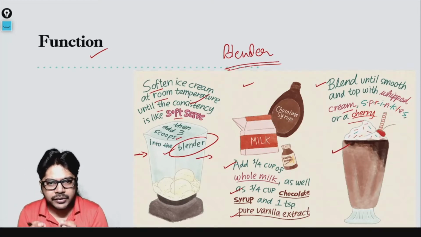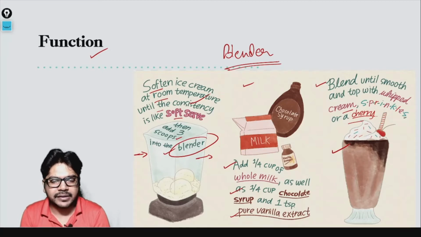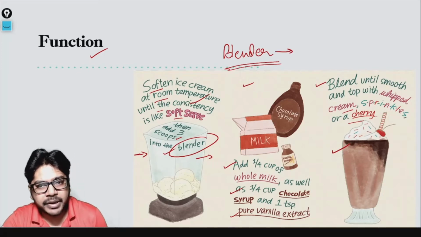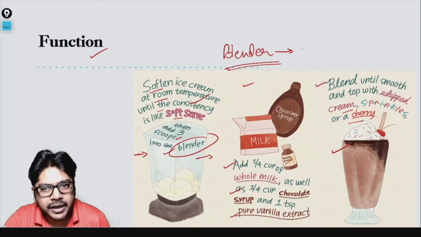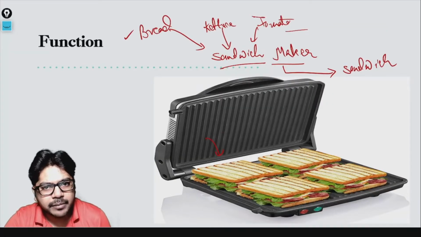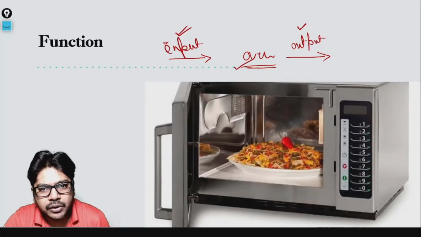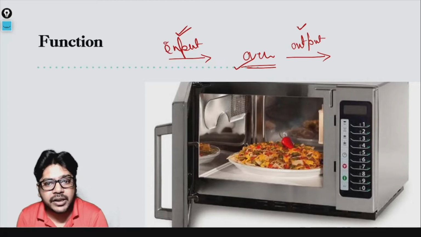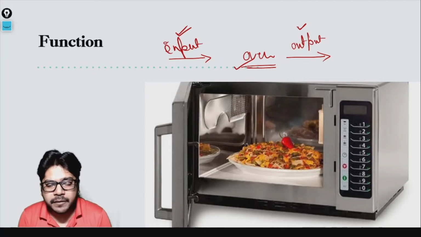So all these specific devices are doing a specific function, and they are doing it again and again. You can use the mixer grinder or a blender infinite times in a day, 20 times, 25 times, 50 times in a day, and it's going to do the same task again and again. Same goes with the sandwich maker. You can use a sandwich maker as many times as you want in a day, and same goes with an oven as well. So what they are doing is performing a specific task, and they can be reused again and again, and they have something called input and they have something called output. Okay, now remember a few things which I am telling you.